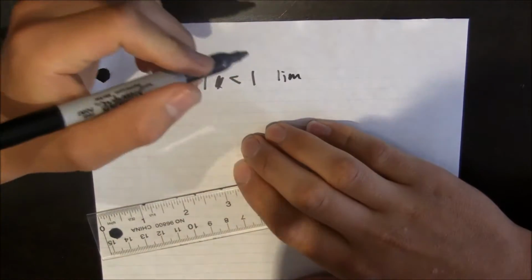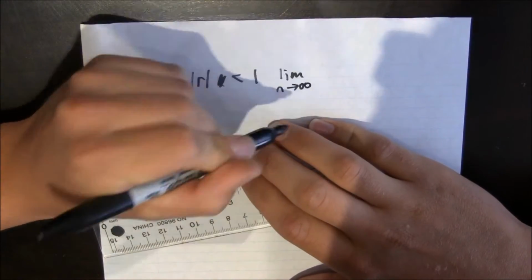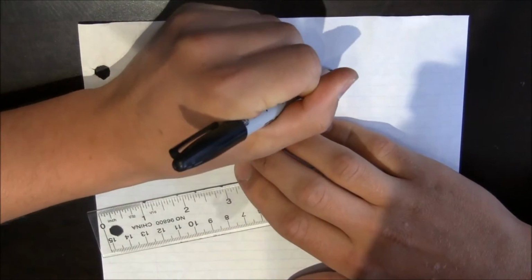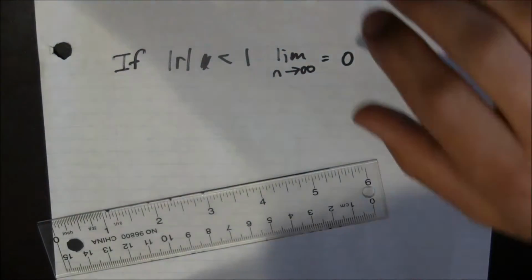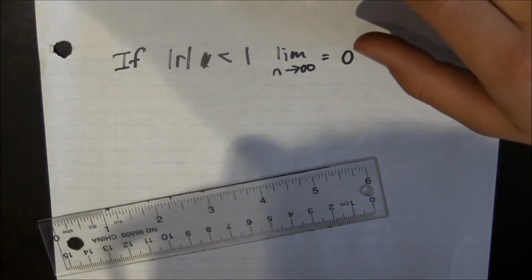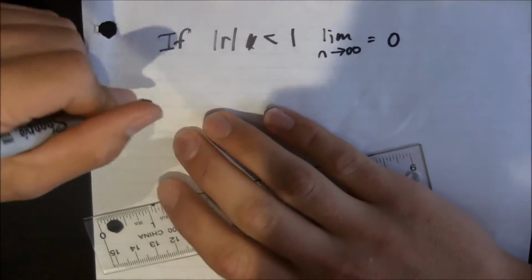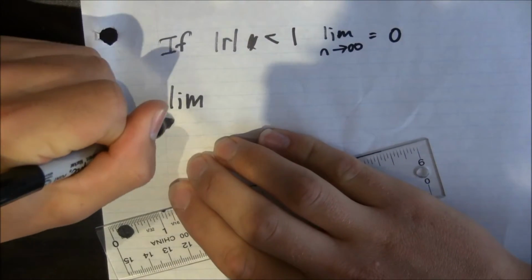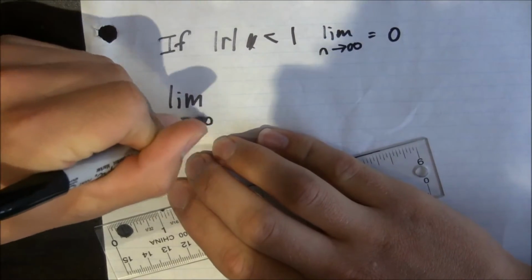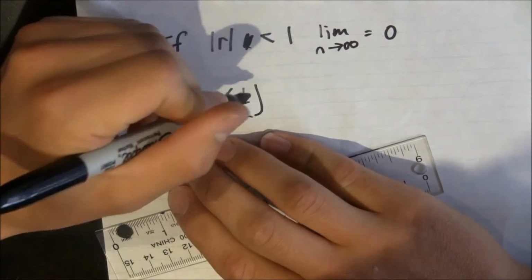So what I mean by that is that it is eventually going to be 0. Now, what do I mean by that? Well, I'll show you with an example. Let's find the limit of 1/2 to the n. So let's write the limit as n approaches infinity of 1/2 to the power of n.